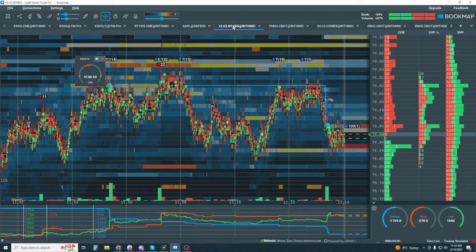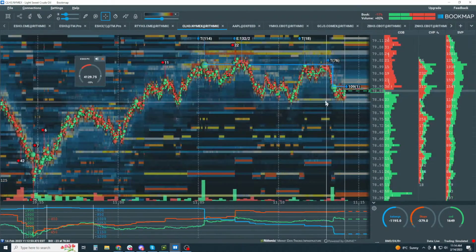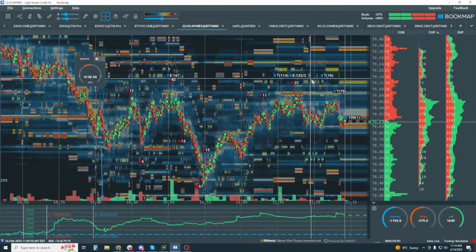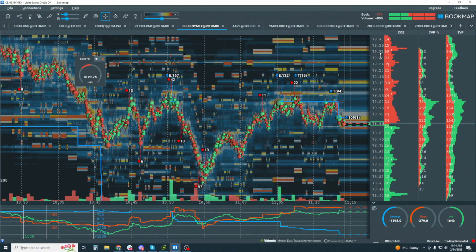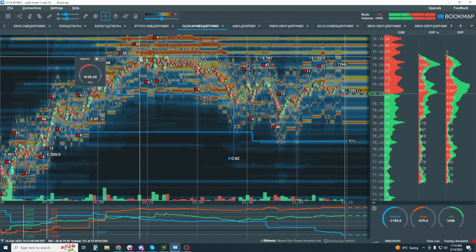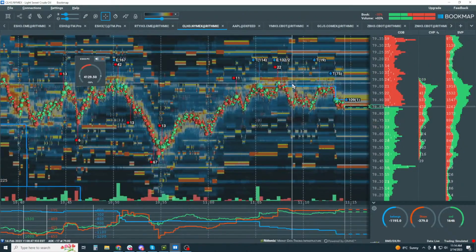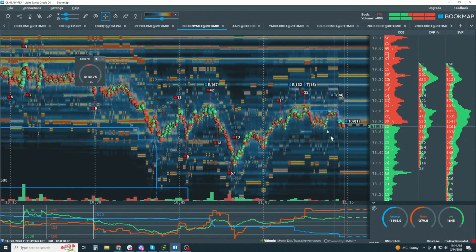But let's take a look at our crude. Where did crude come to? It snapped back to our 79 level again. Okay, 79.50? Nope, didn't come close to it. That was earlier in the session. We were looking for that sell-off in crude, and yeah, we got it.